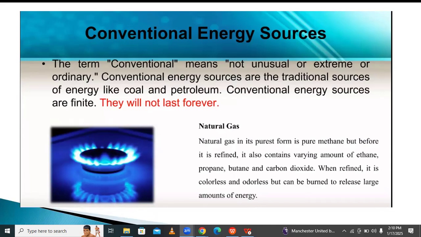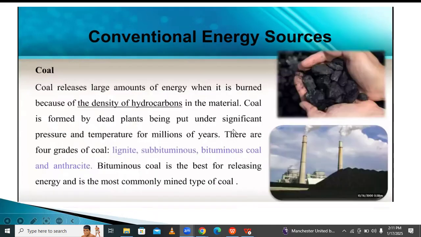Under this, the first one is called natural gas. Natural gas in its purest form is pure methane, before it is refined. So one of the conventional sources is natural gas. And next, coal. The first one is natural gas, and the second one is coal. This is one of the conventional energy sources.